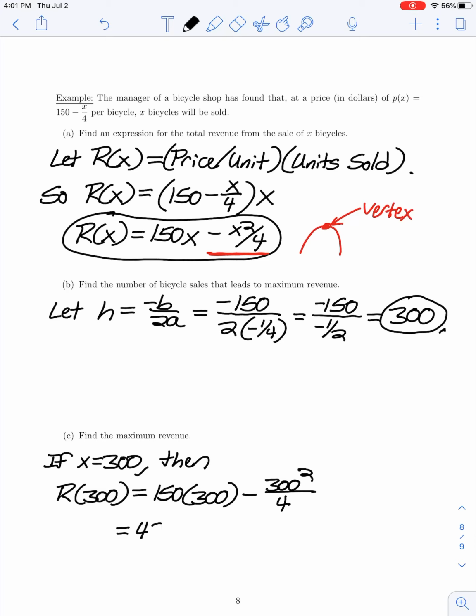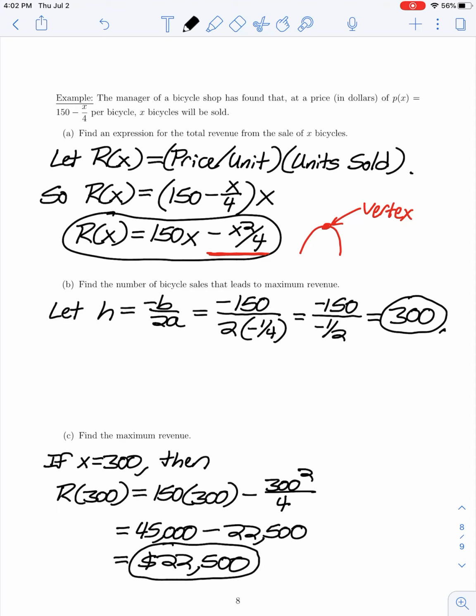So this gives us 45,000 minus 90,000 over 4, which is 22,500. So we are left with 22,500 as the maximum possible revenue here. All right.